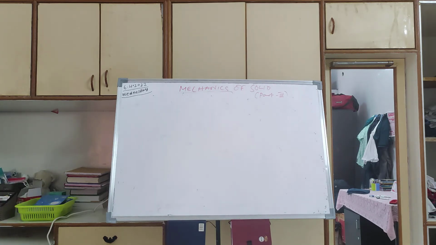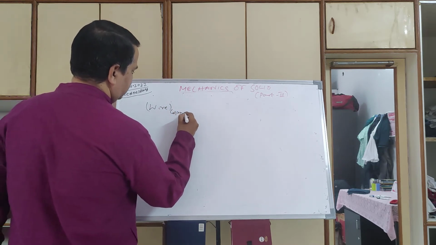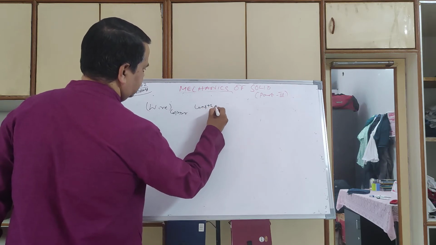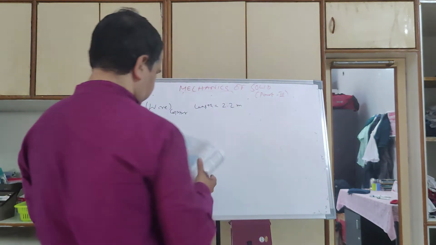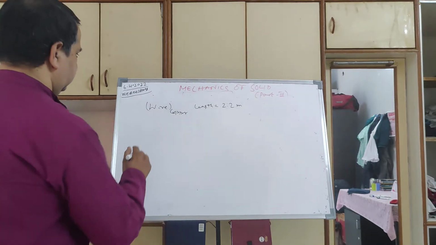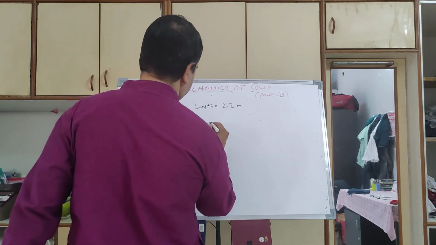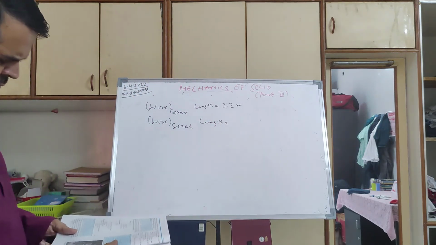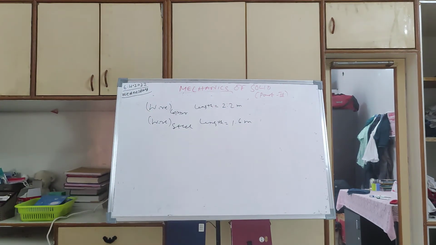Okay, the question is: a copper wire of length 2.2 meter, so let us say a wire made of copper whose length is 2.2 meter, and a steel wire of length 1.6 meter, a wire made of steel whose length is 1.6 meter. Both have diameter D of 3 mm.